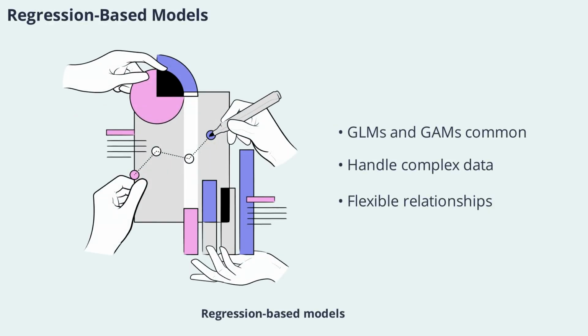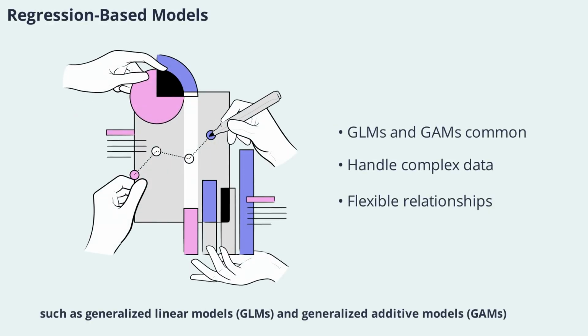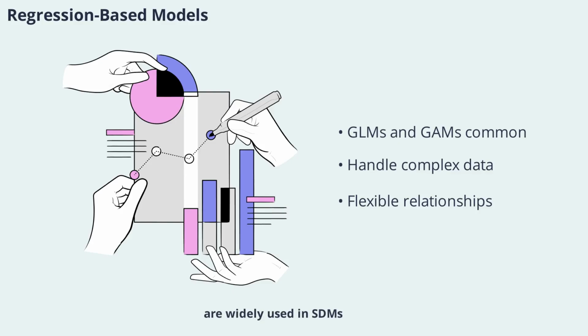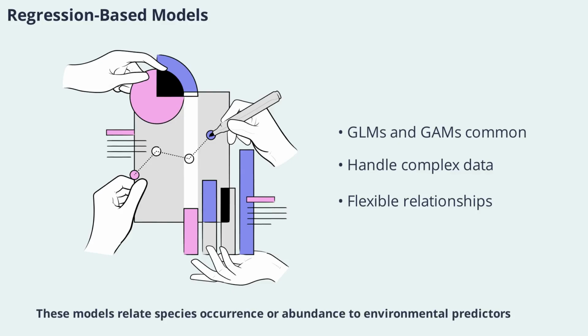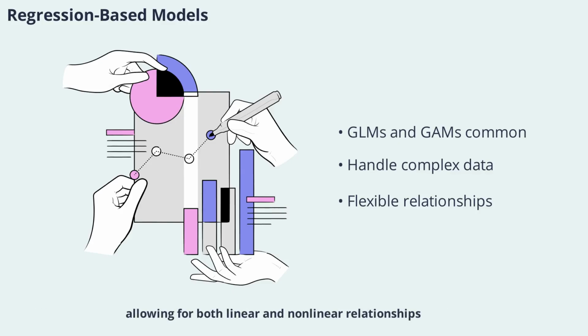Regression-based models, such as generalized linear models (GLMs) and generalized additive models (GAMs), are widely used in SDMs. These models relate species occurrence or abundance to environmental predictors, allowing for both linear and nonlinear relationships. They can handle complex data types including presence, absence, and abundance data, and can be extended to account for imperfect detection or nested data structure. Regression models remain a cornerstone of SDM analysis.